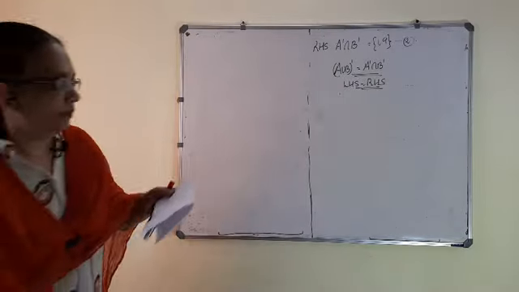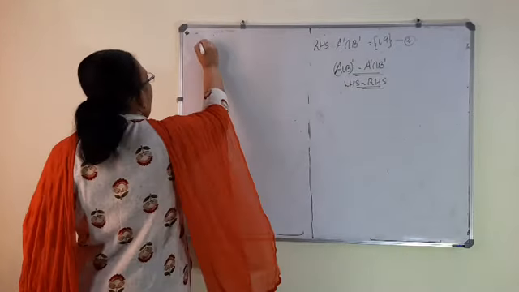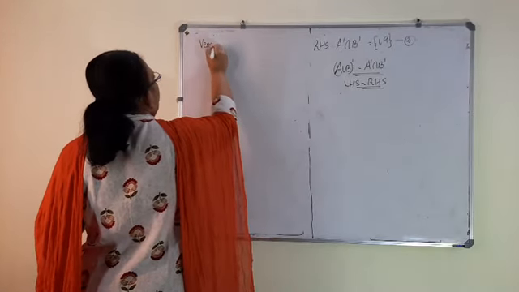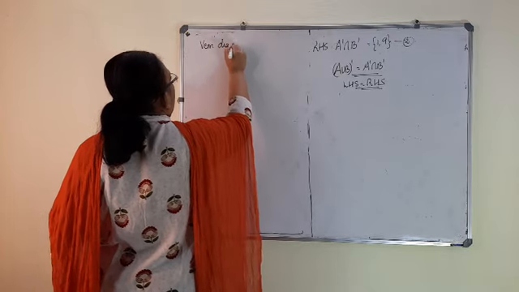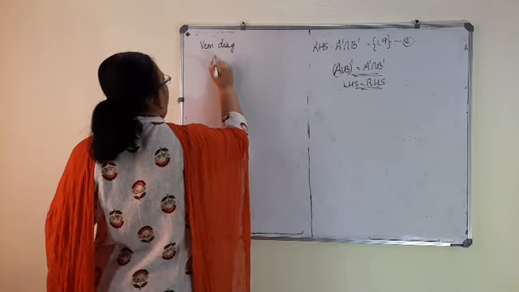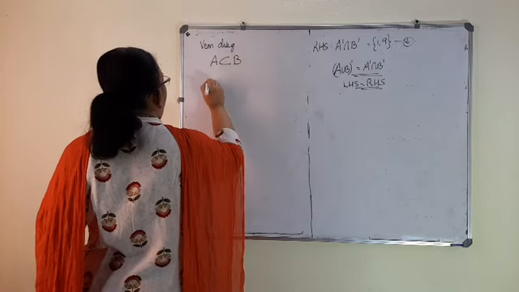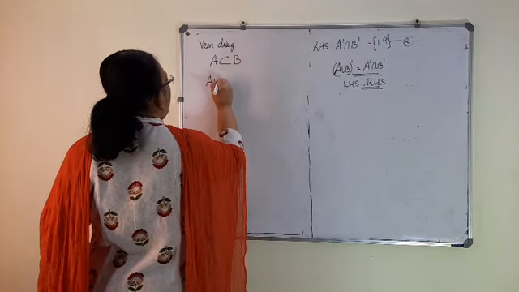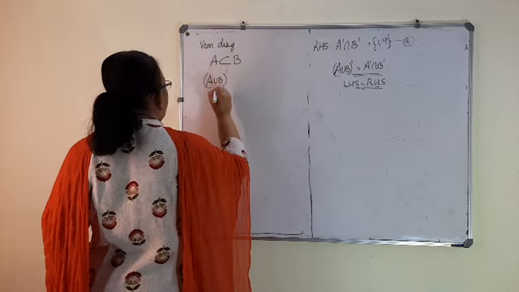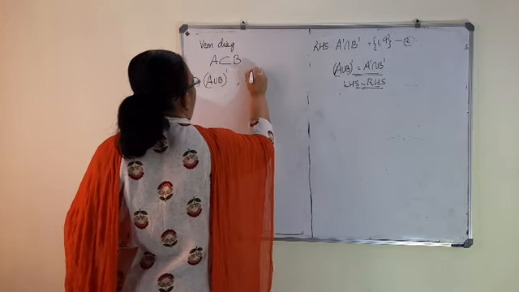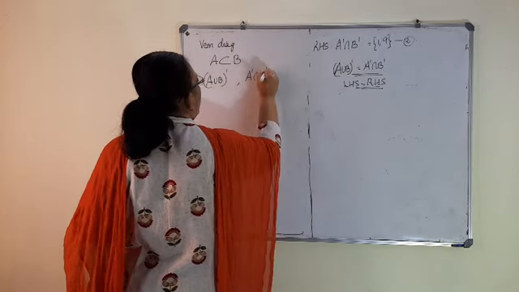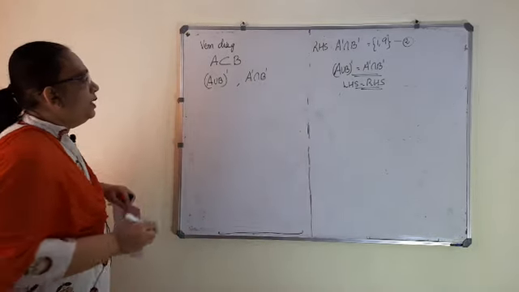Just draw an appropriate Venn diagram. A subset of B. A union B the whole complement. A complement intersection B complement. Three questions are there.